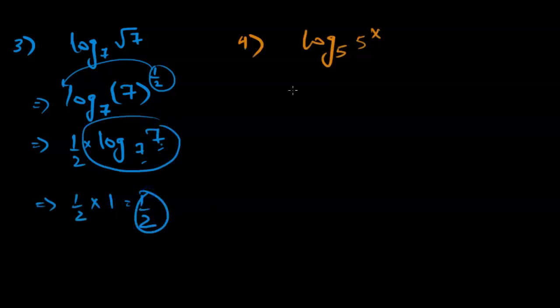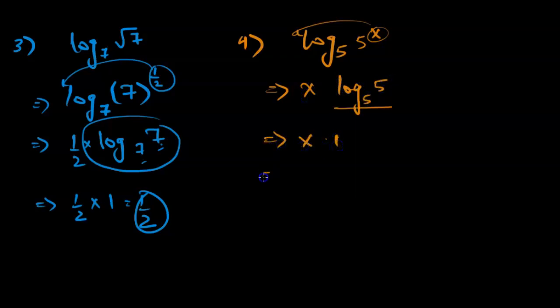If we have to solve this, it is very easy. The power is x. We're going to bring it out. So we would be left with x times log to the base 5 of 5. Log to the base 5 of 5 is nothing but 1. So we would be left with x as the final answer.